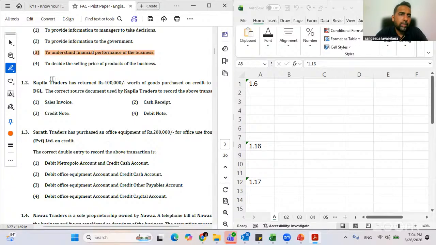Kapila Traders has returned 4 million worth of goods purchased on credit from DGL. It's a purchase return. Then they ask for the source document. When you are purchasing on credit, the creditor goes up, that means credit. But when the purchases are being returned, the creditor is coming down. That means the creditor gets debited. Therefore, it's a debit note.